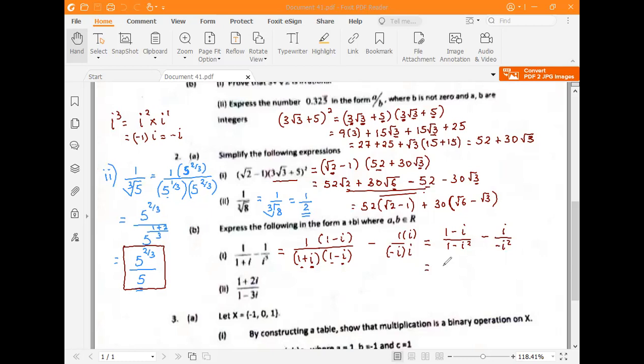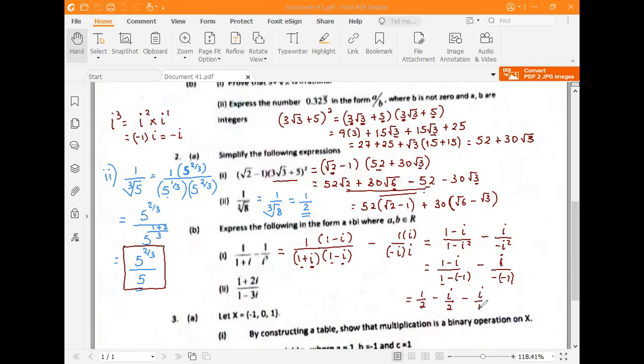Now, this is 1 minus I over 1 minus, what is I squared? I squared is negative 1, so minus I over negative 1, since I squared is negative 1. This will give us down 1 minus minus 1, that is 2. So we'll have 1 over 2 minus I over 2, minus I over 1.